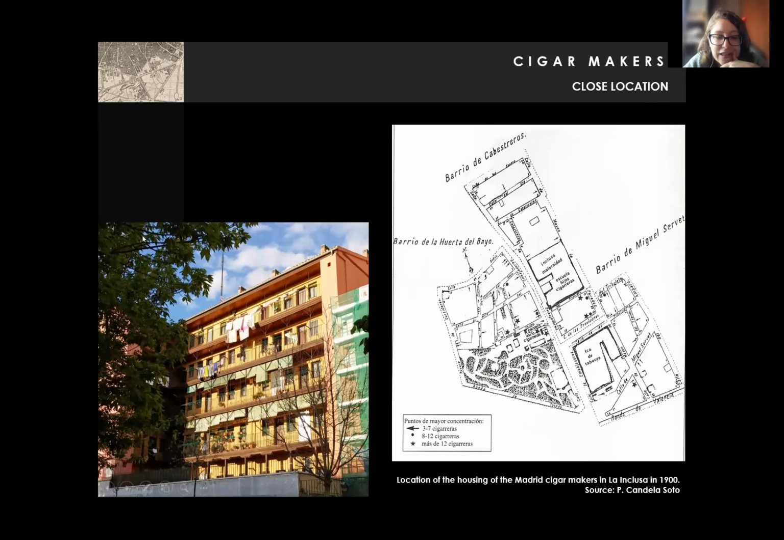So in Madrid, this was very peculiar because of the way the housing was made at the time, with these corrala type buildings, in which people live more outside the house, in the courtyard and in these corridors, than inside the house. Many of them were cigar makers, and they extended their professional relationship even into the domestic space.